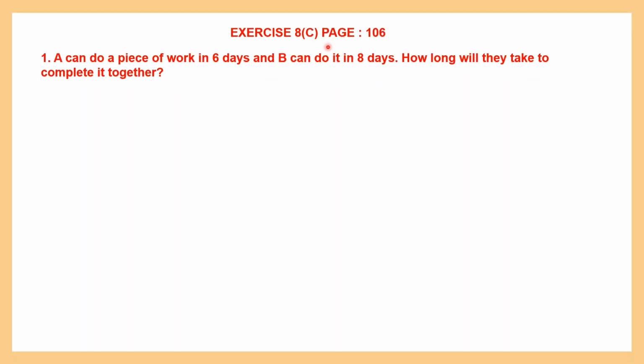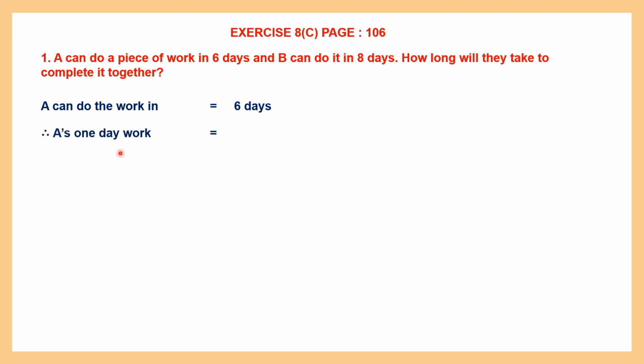Exercise page number 106. Question 1. A can do a piece of work in 6 days and B can do it in 8 days. How long will they take to complete it together? To find out, we have to find out the 1 day's work of A and 1 day's work of B and then continue from there. So let's do that first.